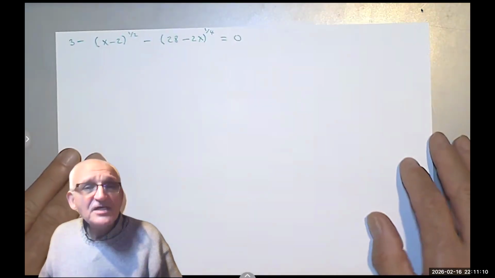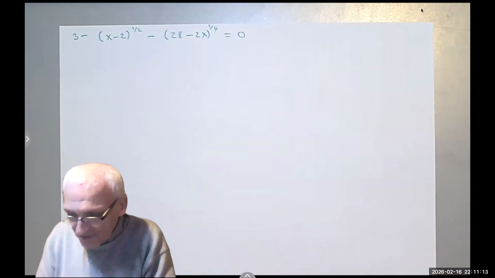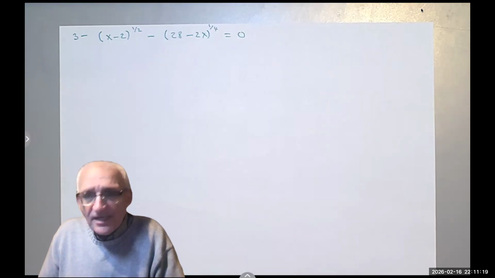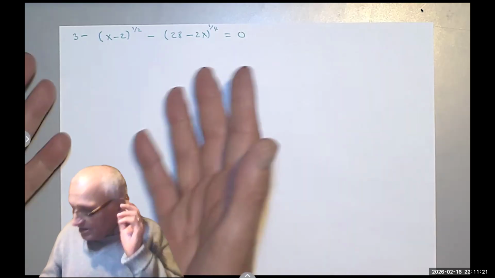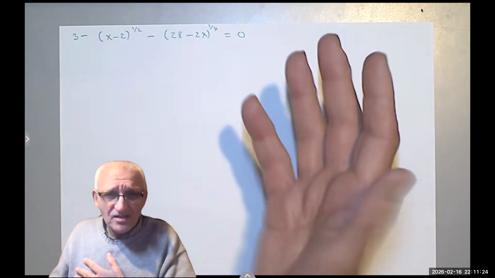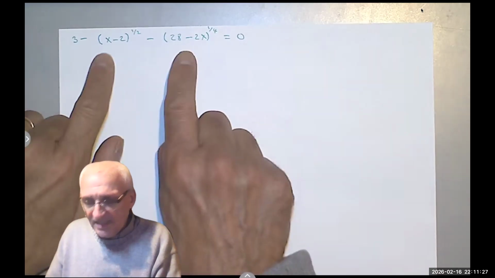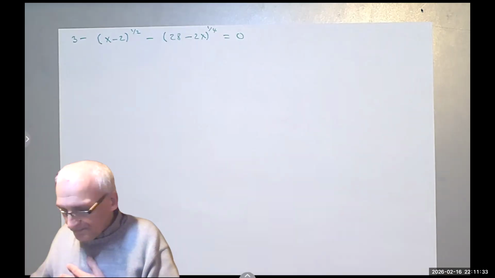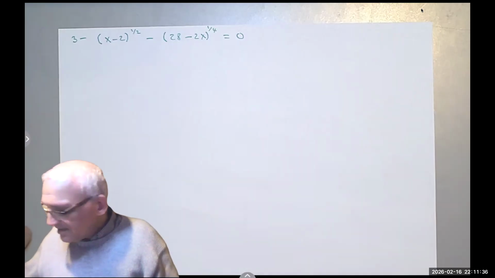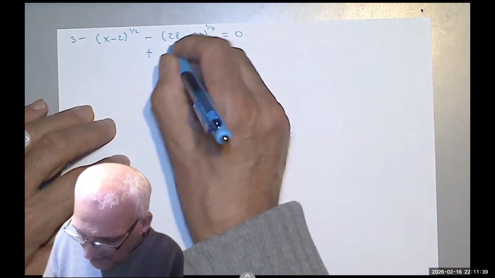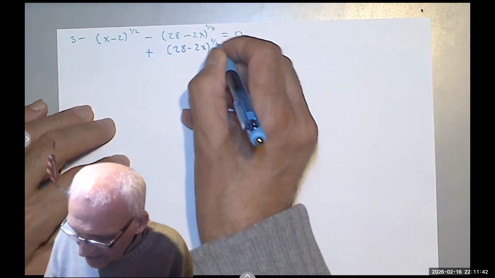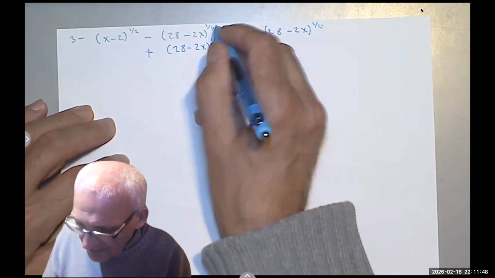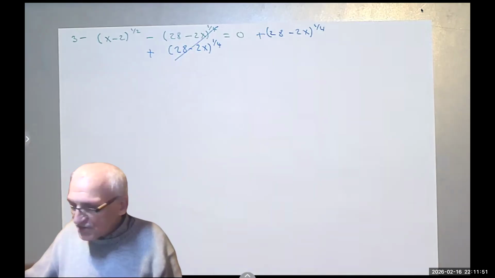Okay, x minus 2 to the 1/2 minus 28 minus twice x to the 1/4. Okay, so since we don't have any constant terms except the 0, and since we have 2 roots, we have to move 1 to the other side. So we can add 28 minus 2x to the 1/4. And then I'm going to square once.